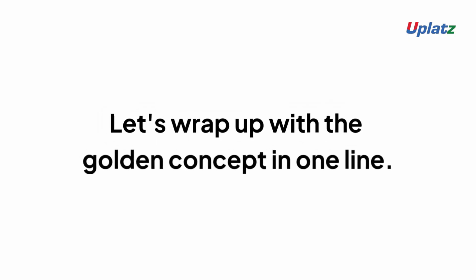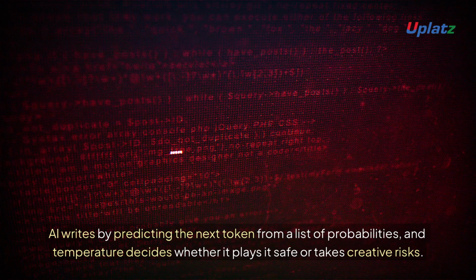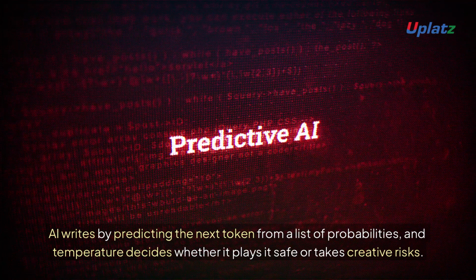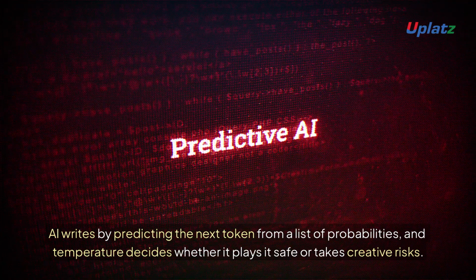Let's wrap up with the golden concept in one line. AI writes by predicting the next token from a list of probabilities, and temperature decides whether it plays it safe or takes creative risks.